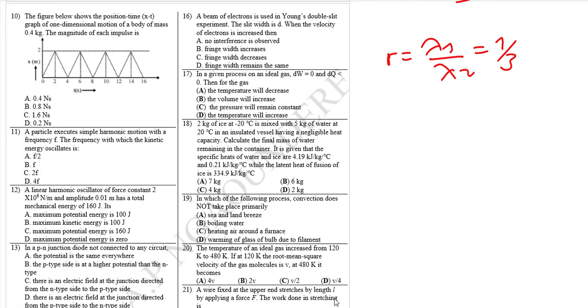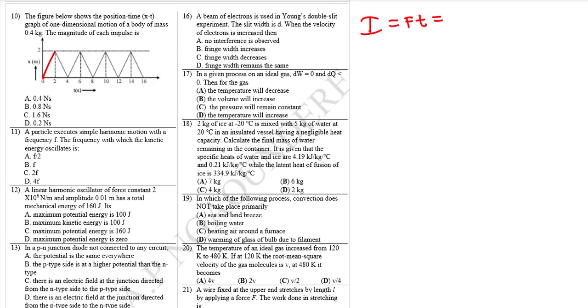Question number 10. Number 10 reads, the figure below shows the position-time (x-t) graph of a one-dimensional motion of a body of mass 0.4 kg. The magnitude of each impulse is, so here we have, what's impulse? Impulse I is equal to ft, which is equal to the change in momentum, m into v minus u. So in other words, it's going to be p final minus p initial. Now let's do that. So here we are looking for the magnitude of the impulse.